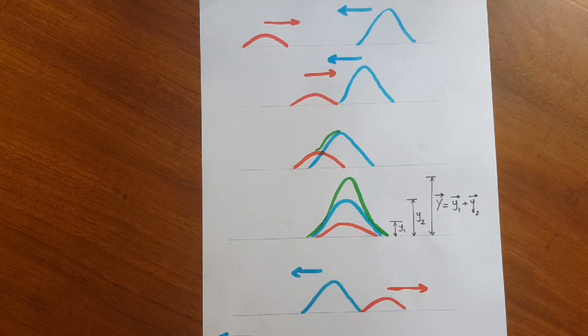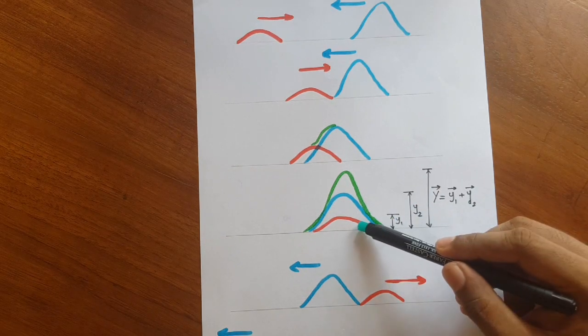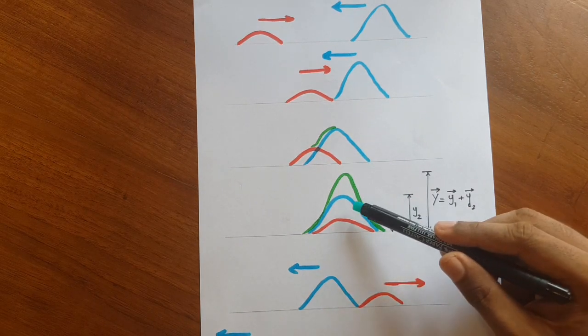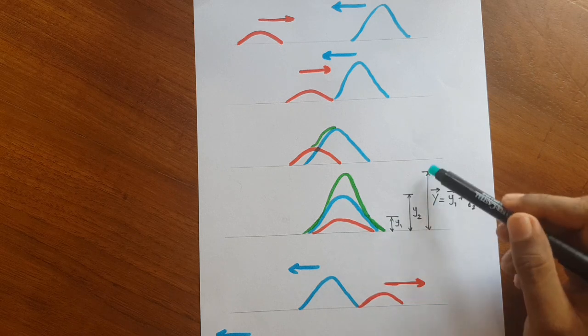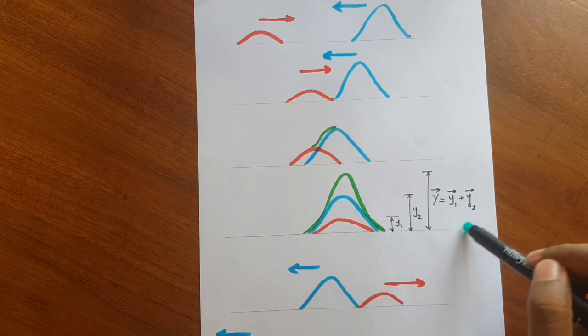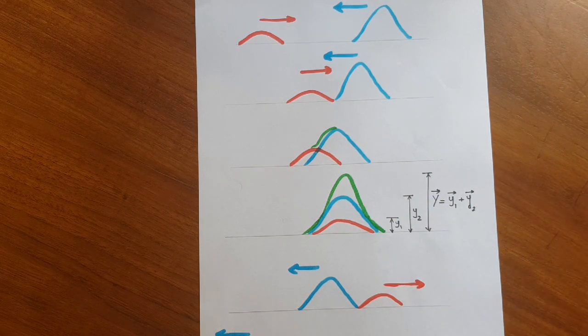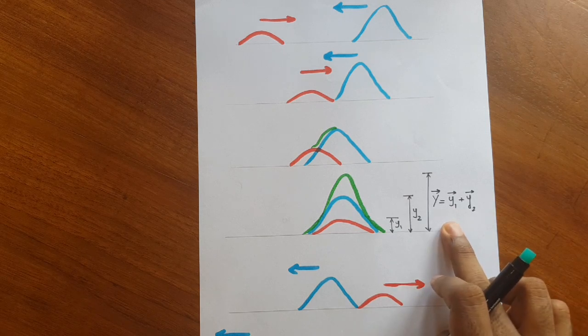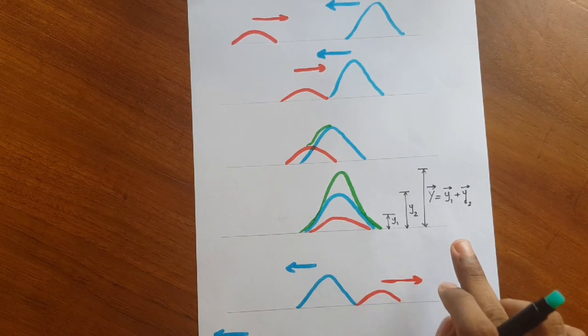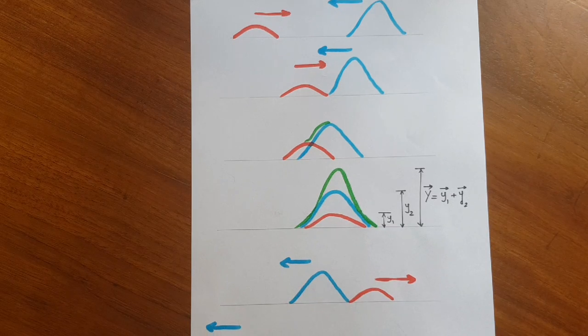Simple as that. y1 is the displacement created by the red wave, and y2 is the displacement created by the blue wave. So the total displacement will be equal to y1 plus y2, and this is simply the principle of superposition. This addition should be done by considering the vector quantities.